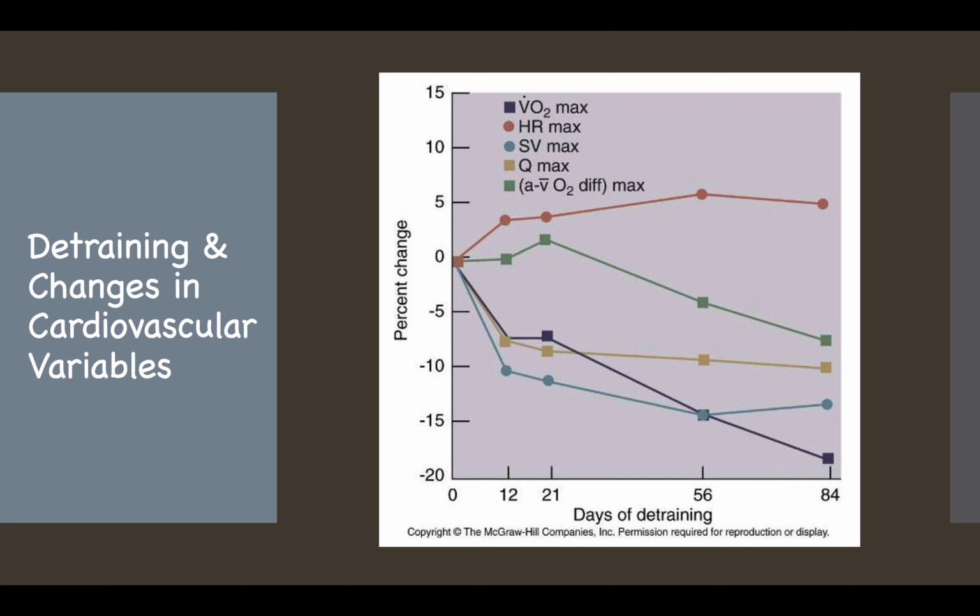The purple line is VO2 max. The beige line is Qmax, which is cardiac output. And finally, the blue line is SV max, and that's stroke volume.